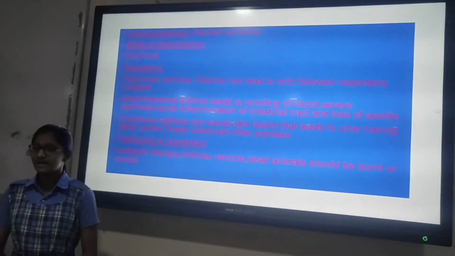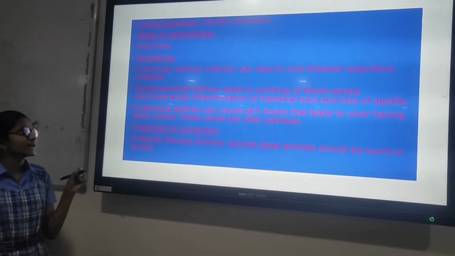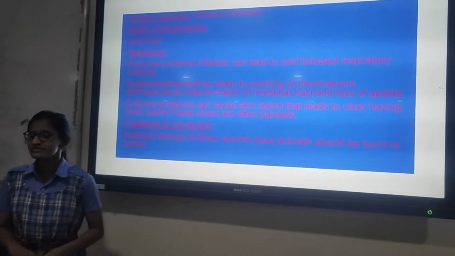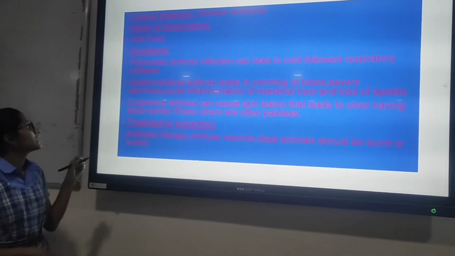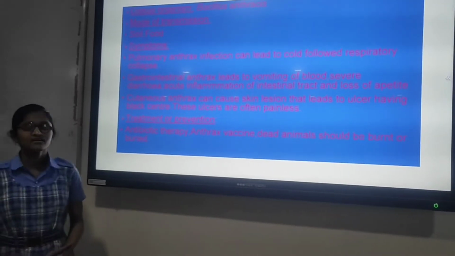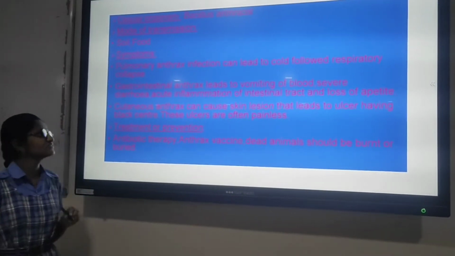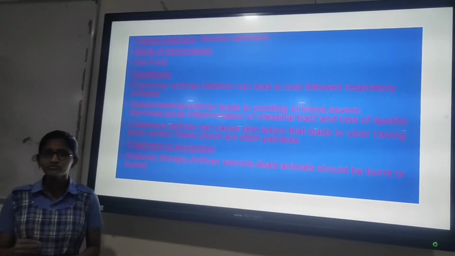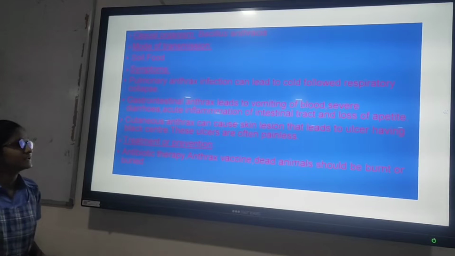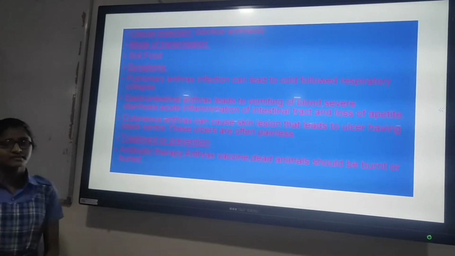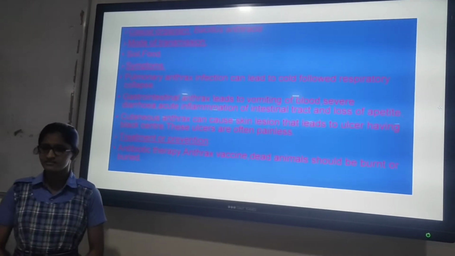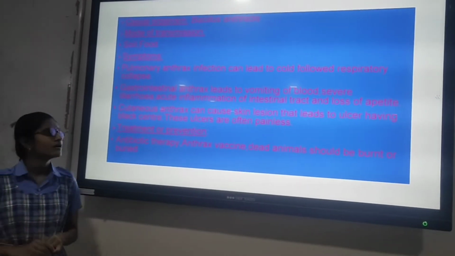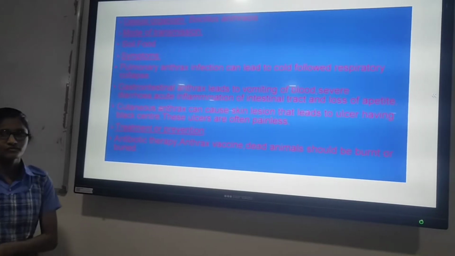And the symptoms of anthrax are, first, pulmonary anthrax infection, which can lead to cold followed by respiratory collapse, meaning the respiratory system gets damaged. The second symptom is gastrointestinal anthrax infection that leads to vomiting of blood, severe diarrhea, an acute inflammation of the intestinal tract and loss of appetite. And the third symptom is cutaneous anthrax infection that leads to skin lesions that turn into ulcers having black sores, and these ulcers are often painless.